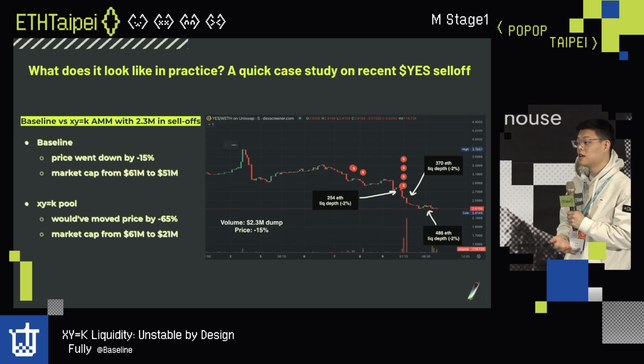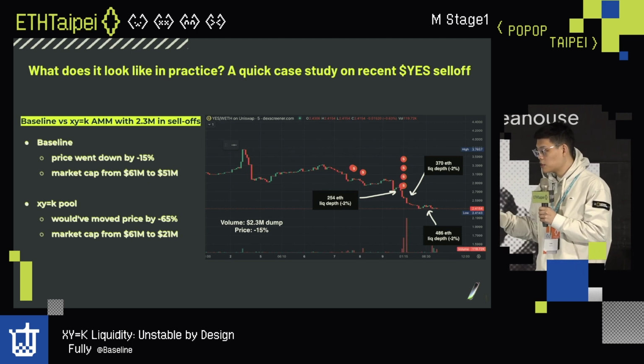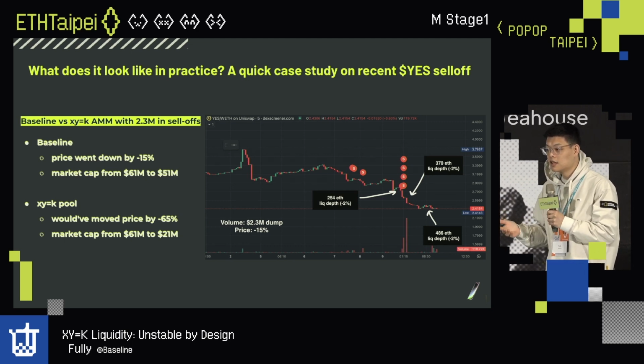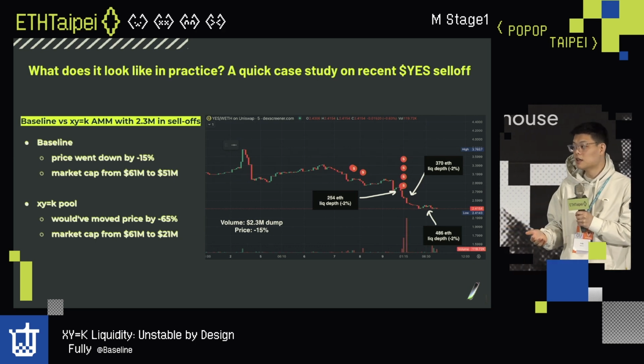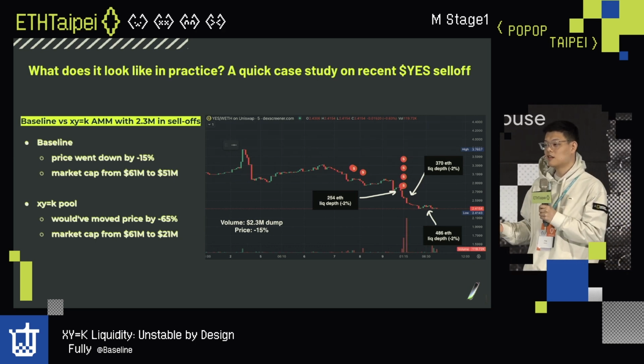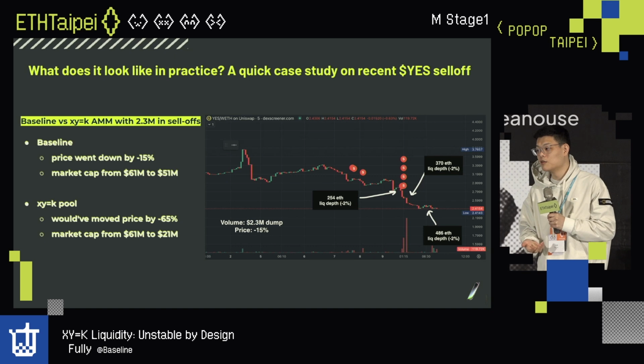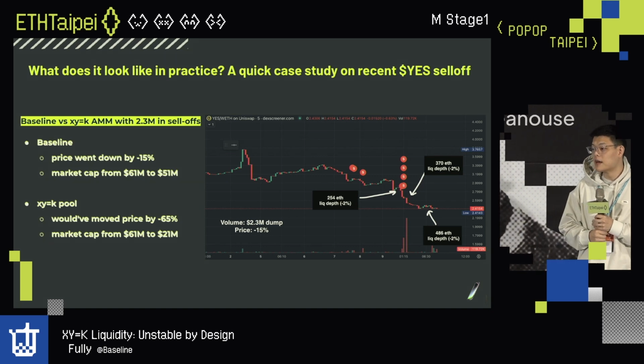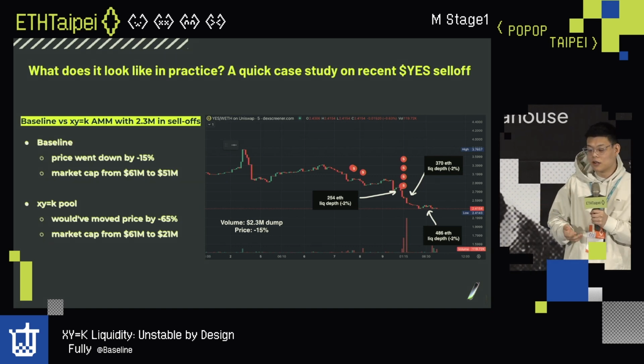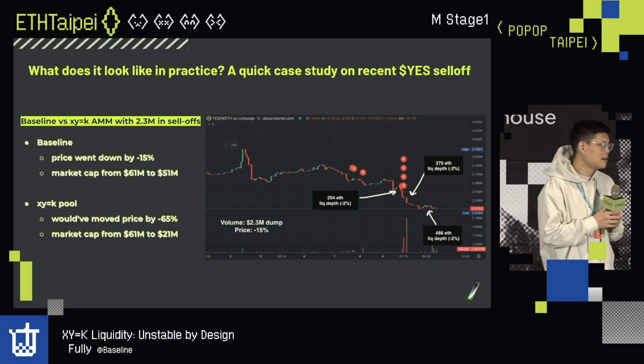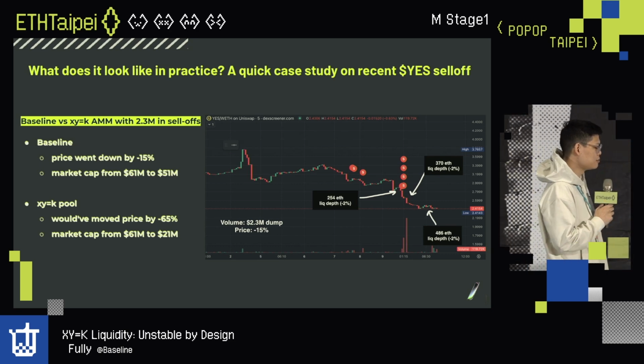If we used an XYK pool, the price would have tanked by almost 65% instead of the 15% that we experienced. The market cap would have less than halved, and I think a lot more troubles would have come from that. So it's cool to see this kind of price action in production.